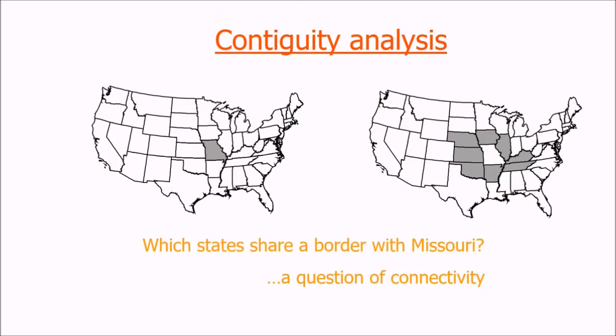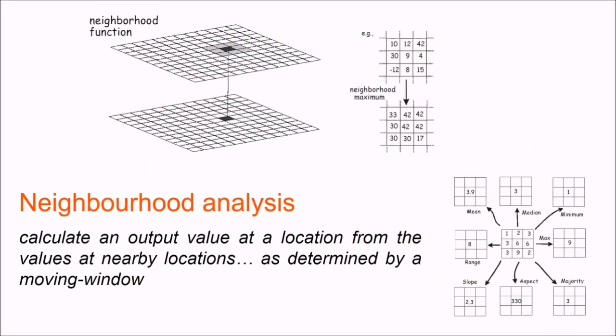Then the contiguity analysis. Now you would like to find out which states share a border with, say, one of the states of the US, that is Missouri. This is a question of connectivity, and all the regions which are connected can be found out using GIS. So the neighborhood function is how you can get it.